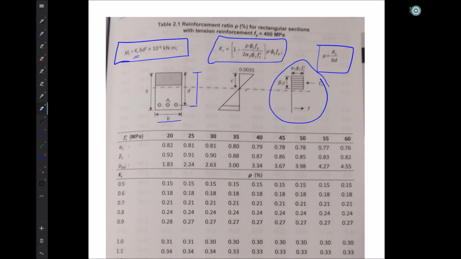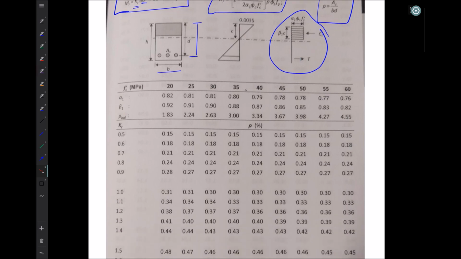And that will then give us a mechanism to multiply that Kr by Bd squared. If we look at what goes into Kr, though, we have Rho, Fy, and F prime C as the only variables, where Rho is As over Bd squared. For 400 MPa steel, which is our standard, almost always typical value, we can play around with the value of F prime C and the value of Rho and develop a table of Kr values.